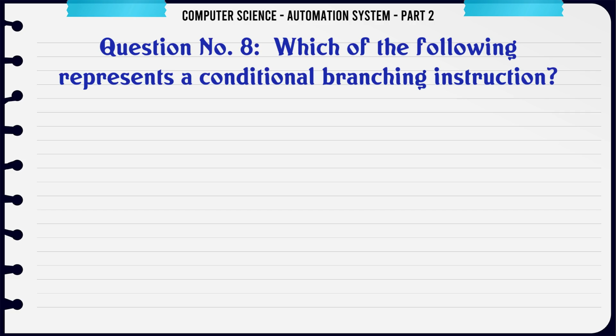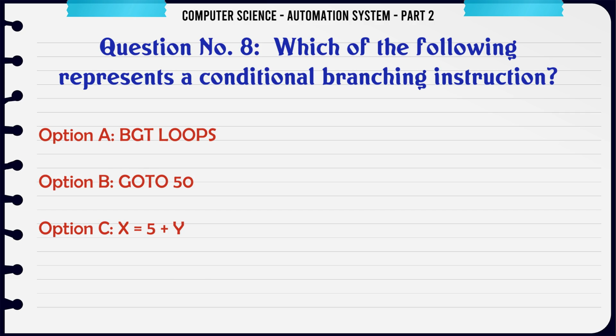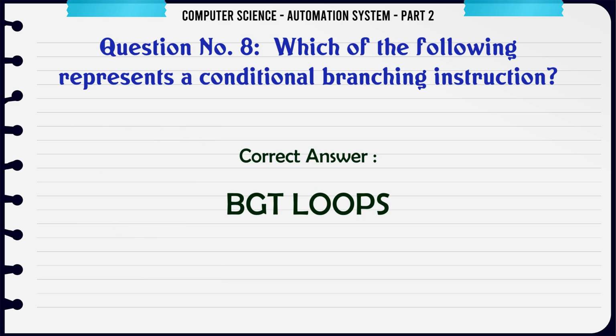Which of the following represents a conditional branching instruction? A. BGT loops. B. Go to 50. C. X5Y. D. JMP motor. The correct answer is BGT loops.